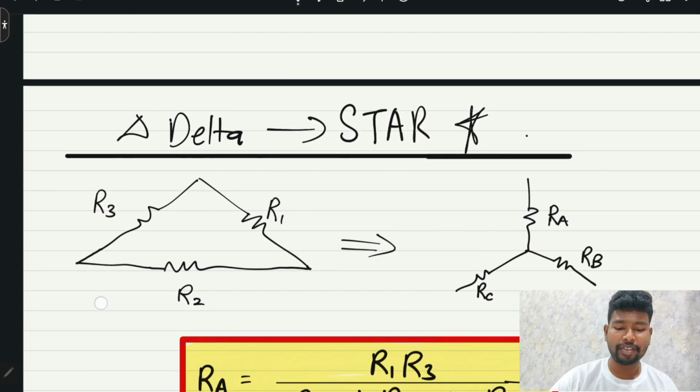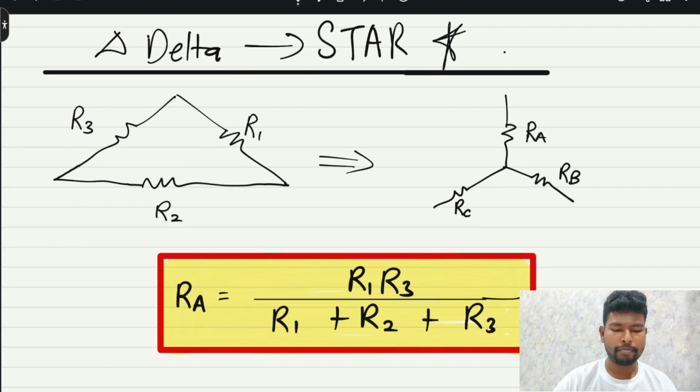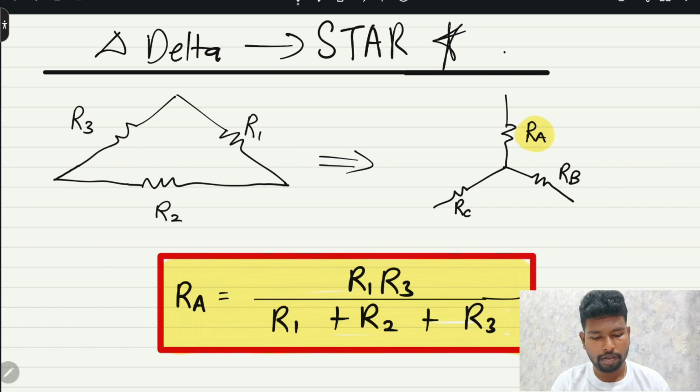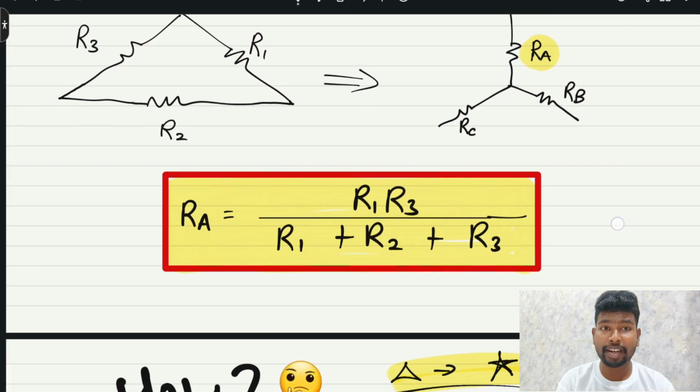So let's go to delta to star conversion. Delta to star conversion is almost the same as the previous one. To find RA, we have to use the values of the delta connected resistors. The top numerator will be the two resistors on both sides of RA multiplied together, followed by the sum of each single resistor. That's all. Simple, isn't it? Let's look at the example.